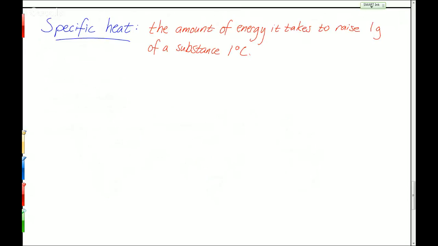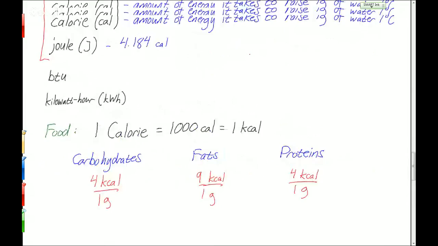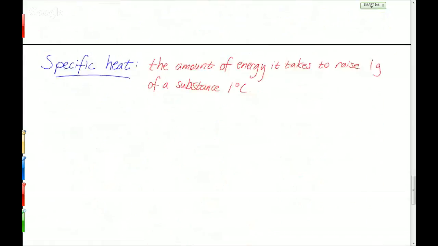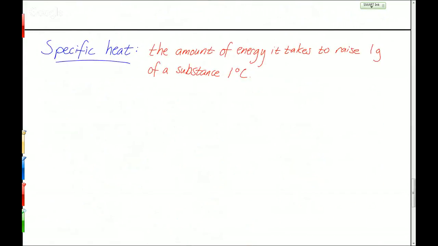So that definition looks a lot like something we just wrote, right? We go back up, remind ourselves. We just wrote that a calorie is the amount of energy it takes to raise 1 gram of water 1 degree C. So what's the specific heat of water? 1 calorie, yeah. There's kind of a weird unit here. The units for heat capacity or specific heat is calories, or energy, per gram degree C.